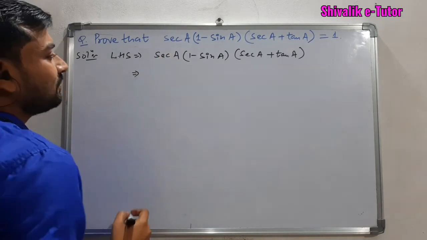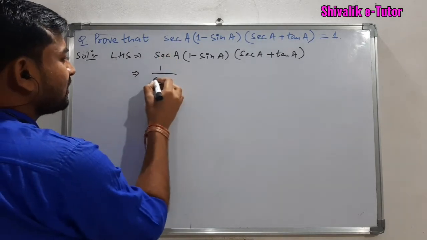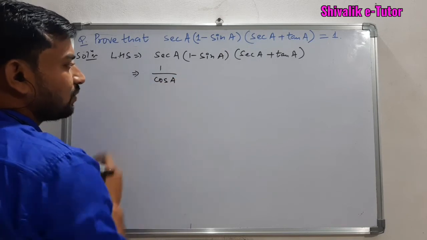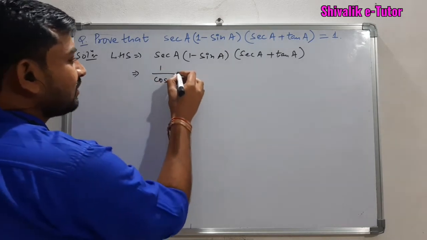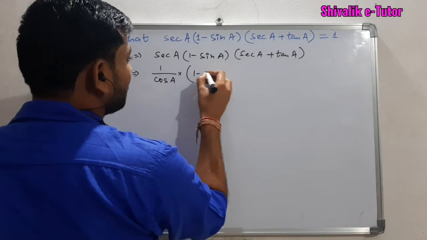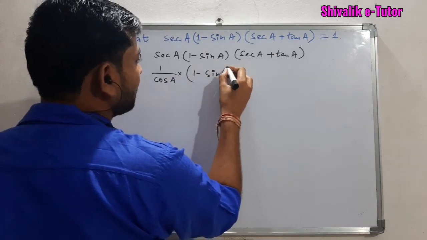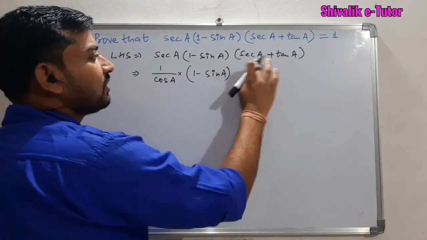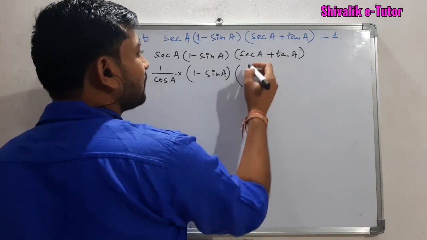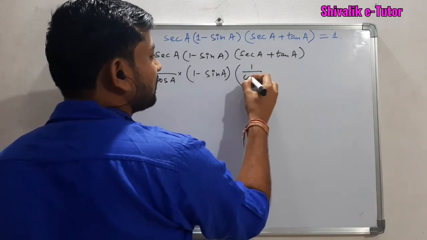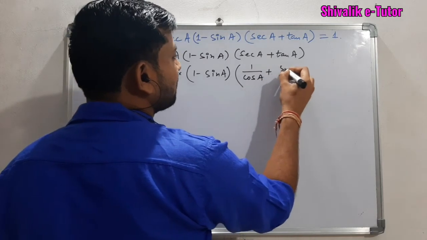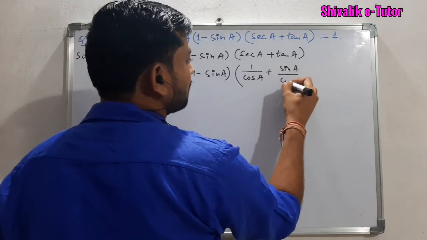So sec theta will be 1 by cos theta, it is the reciprocal of cos theta, into, this is already in sin, so 1 minus sin A as it is. Now let us convert these two into sin and cos. So sec can be written as 1 by cos and tan can be written as sin A upon cos A.